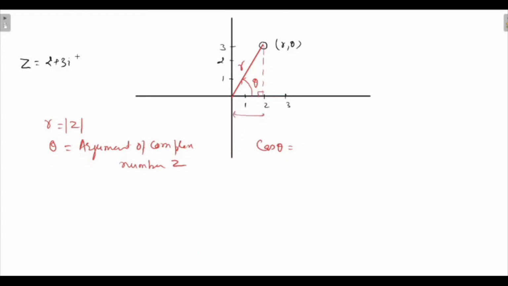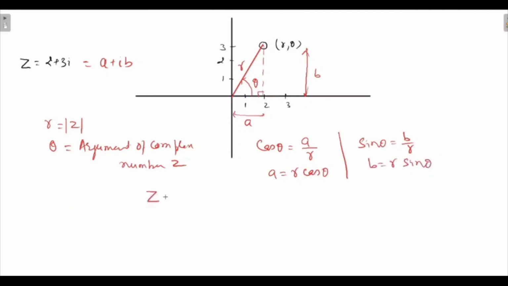And let's call it, just to make sure that it is a generic one, a plus ib. So this is going to be a, this is going to be b also. So my cos theta is going to be equal to a upon r, or a is going to be equal to r cos theta. Similarly, my sin theta is going to be equal to b by r, or b is going to be equal to r sin theta. So similarly, z can be represented as a plus ib, right? So r cos theta plus i times r sin theta. So this is how it is going to be represented in polar form.